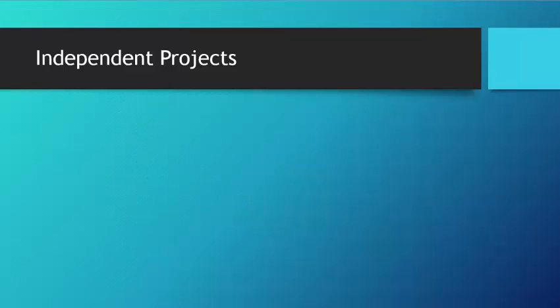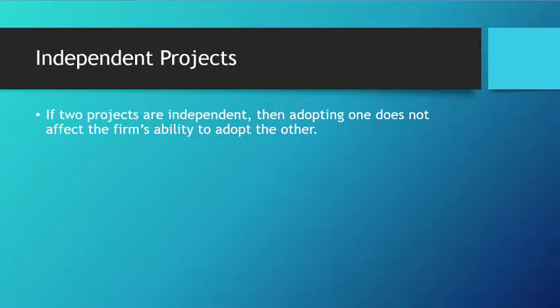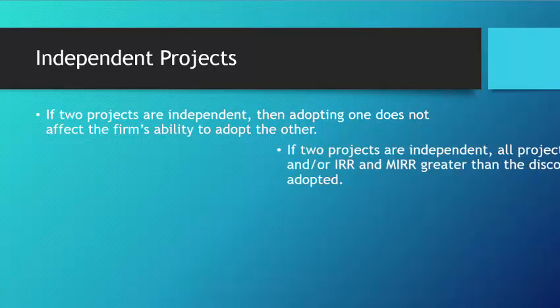Let me talk a little bit about things I've been talking about all the way through, and I'm just going to review this as a formal discussion point. When we talk about a set of projects, the projects are either independent, meaning that I can either adopt or not adopt, and my adoption decision with this project has nothing to do with any other project on the table. Those are said to be independent projects. So this one has nothing to do with anything else, and I can adopt it or not adopt it, and it doesn't affect any of the other ones. So if two projects are independent, then adopting one does not affect the firm's ability to adopt the other.